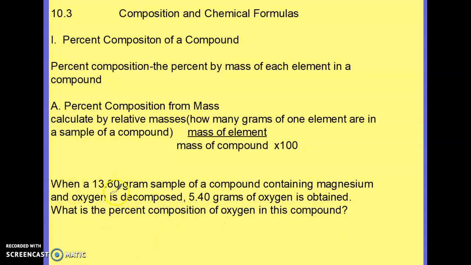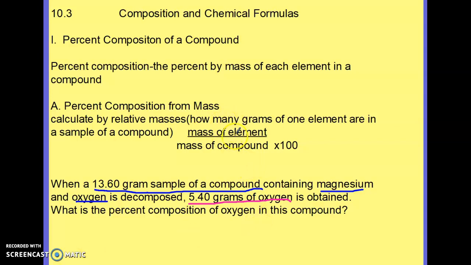So in this problem, I'm going to underline 13.6 grams sample of a compound. So I already am thinking 13.6 grams is the whole compound. That contains both magnesium and oxygen, so that's important. And when it's decomposed, here's the other part, we end up with 5.4 grams of oxygen.